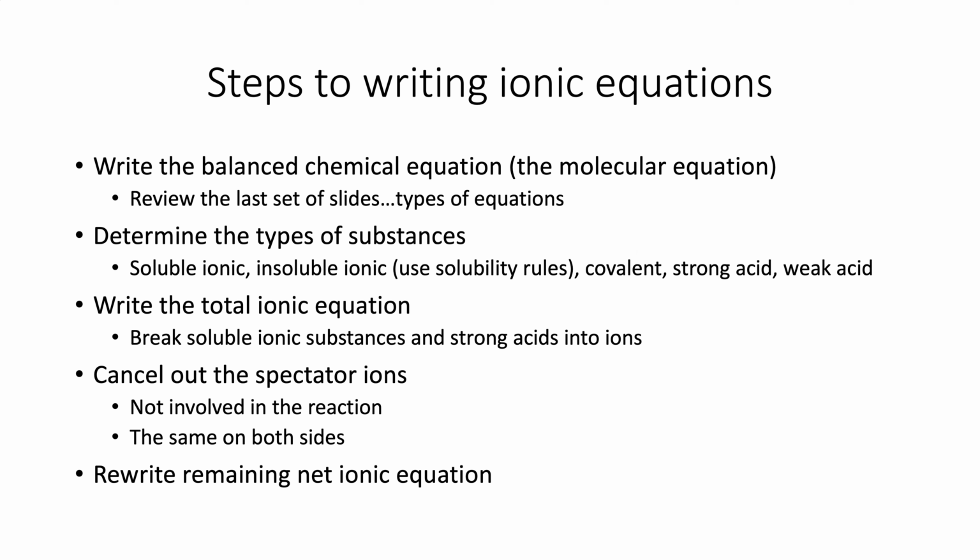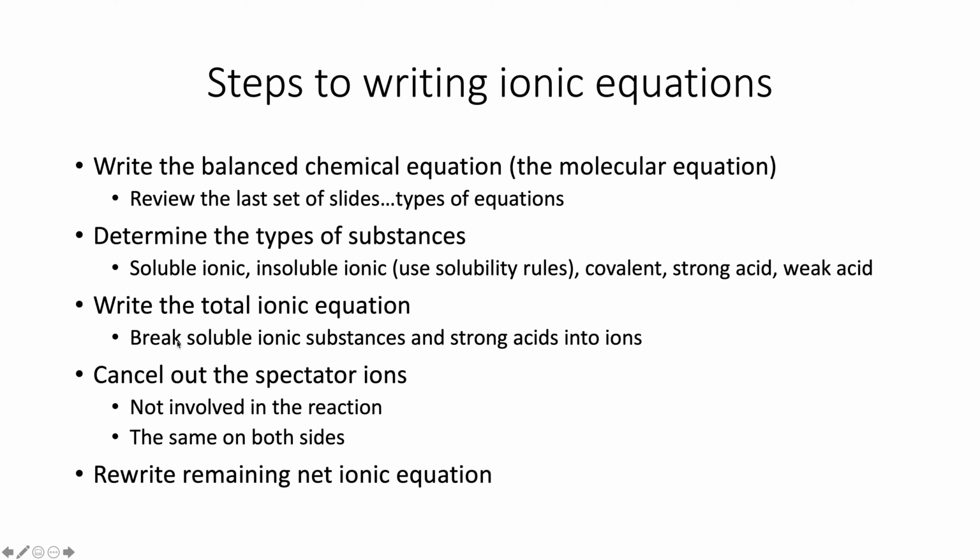All right, so write the balanced equation, right? We know how to do that, and you might want to review the slides on types of equations. Then we have to determine what the types of substances are. There are basically 5 types of substances. There's soluble ionic, insoluble ionic, and that's where we'll use the solubility rules that I'm going to go over. There's covalent, and then strong and weak acids, and we'll talk about those as well.